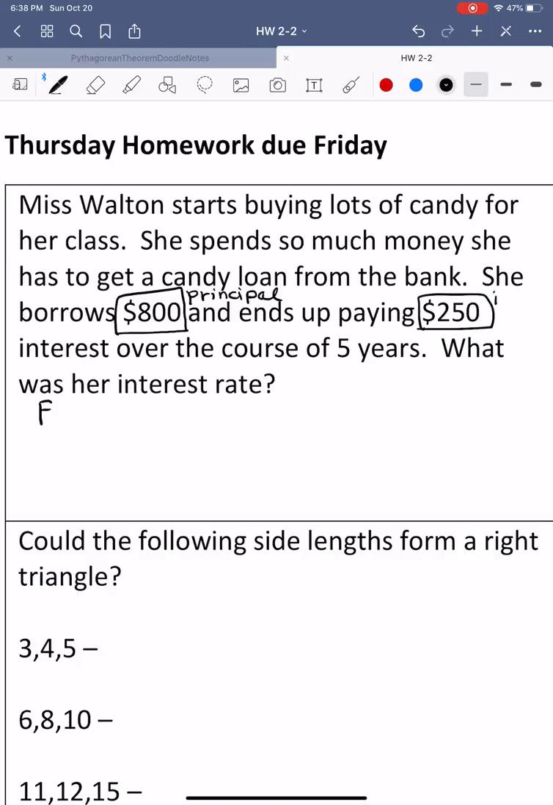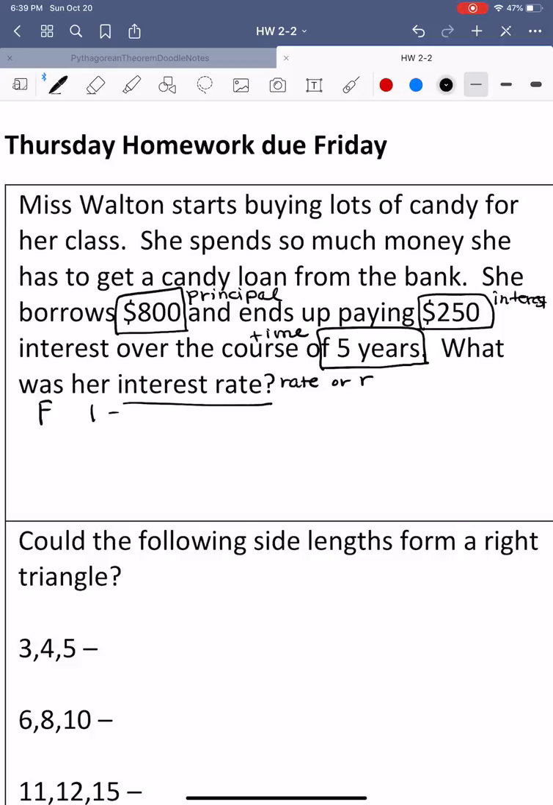250 is our interest, and 5 years is our time. So we're looking for our interest rate, or R. From reading this, we know that we're going to be using our simple interest formula.